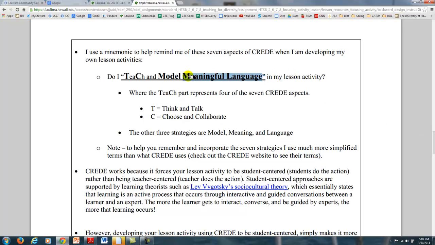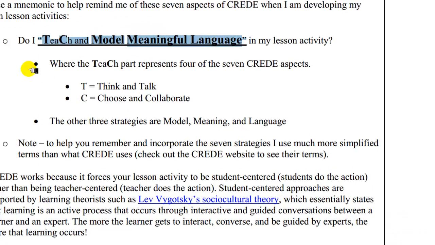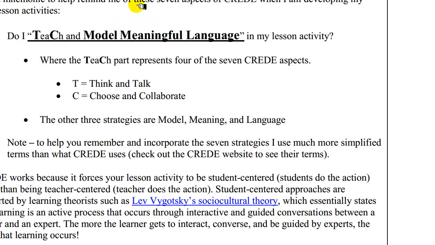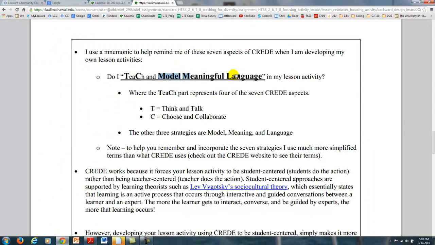And I made a mnemonic for you to use in your brain while you're thinking about those things in your lesson. And it's called Teach and Model Meaningful Language, where T stands for Think and Talk, C stands for Choose and Collaborate, Model Meaningful Language. Okay.